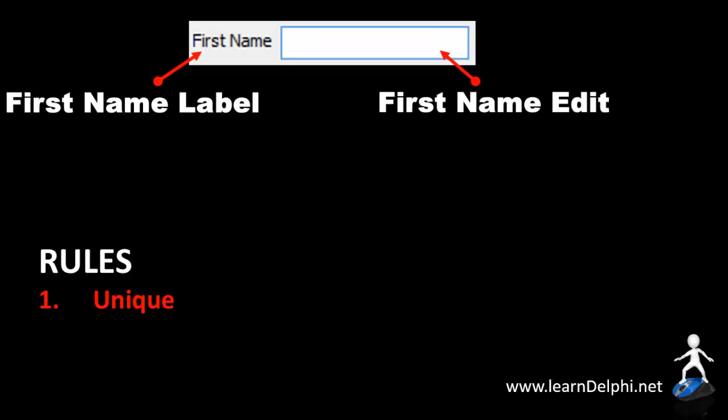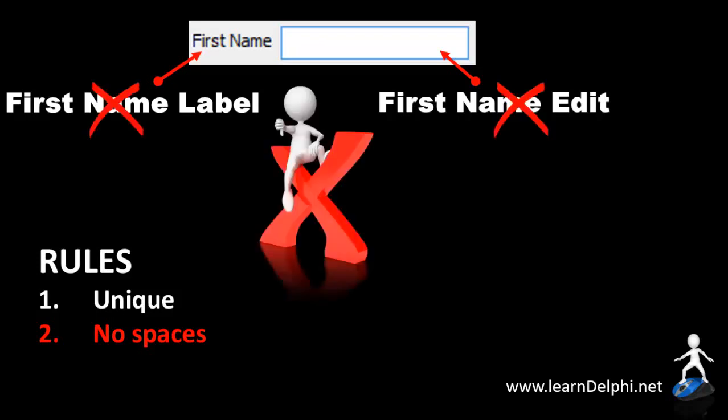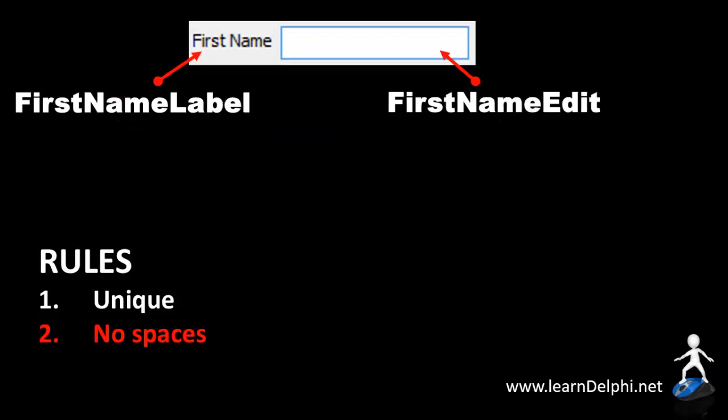The second rule. Component names must be single words. In other words, they may not contain spaces. For example, I must remove the spaces in the names of the label and the edit, like this.